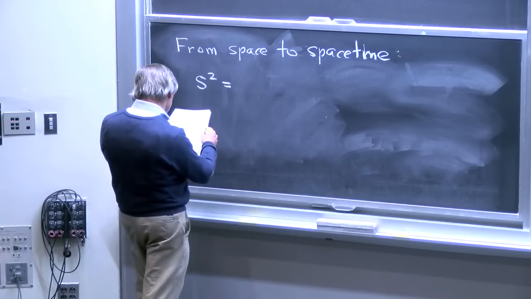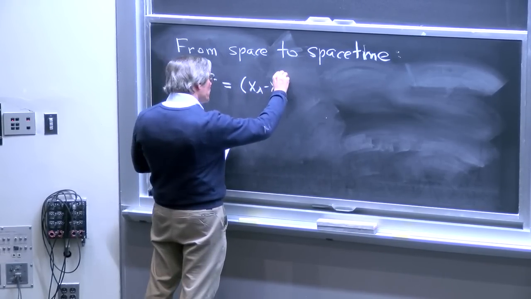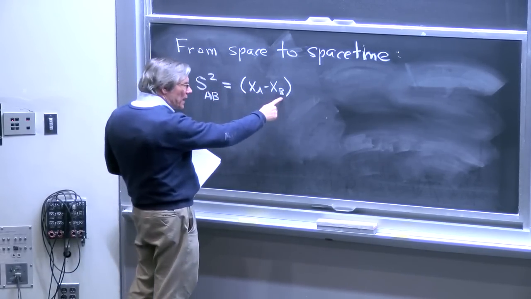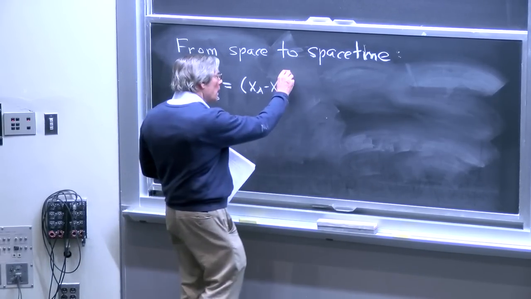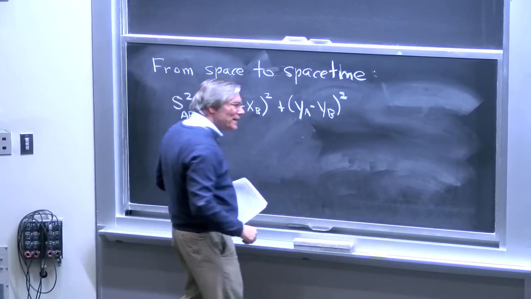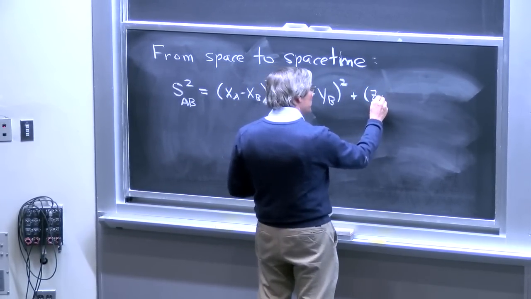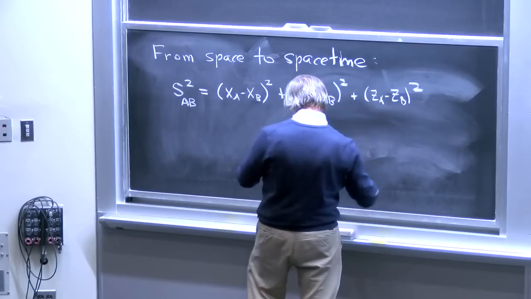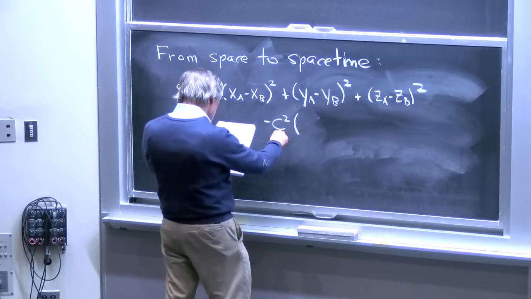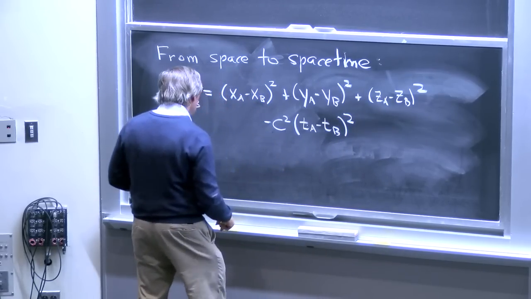And it's possible to define an interesting quantity, which is the difference between the x-coordinates of the two events. This will be the separation between two events, which I'll call A and B. And xa and xb are the x-coordinates of those two events. And probably you all have enough imagination to guess that ya and yb are the y-coordinates of those two events. And za and zb are the z-coordinates of those events. And now here's the surprising one, if you haven't already seen it. We're going to have minus c squared times (ta minus tb) squared. Now this is all in special relativity.